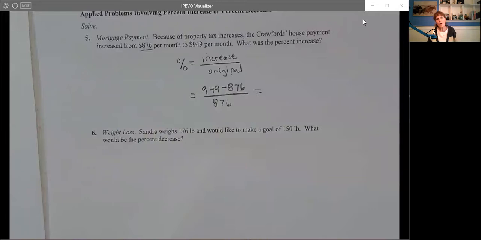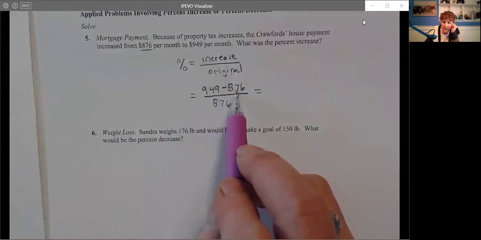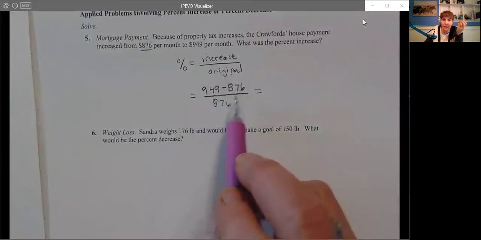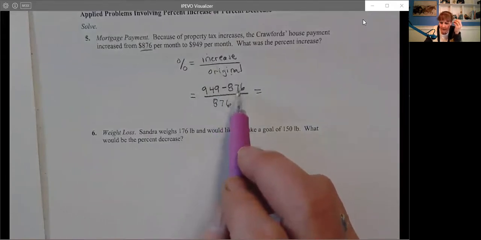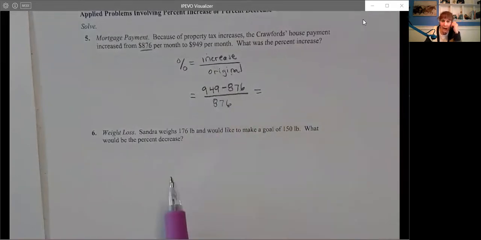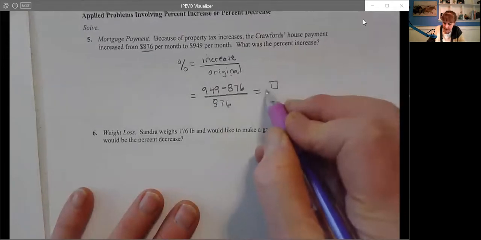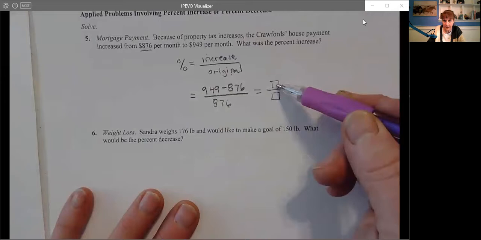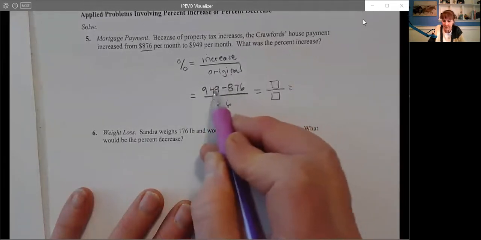Okay. All right. So, some of the things that can happen on your calculator. If you type in 949, subtract 876, and then automatically divide by 876, your calculator will take this divided by this before it does any subtraction. So unless you have an N over D key or a template that looks like this on your calculator, where you can fill it in, you need to go ahead and find this and press enter.